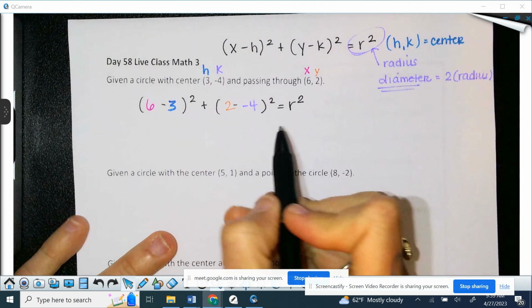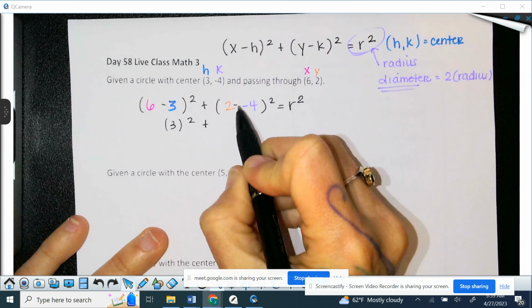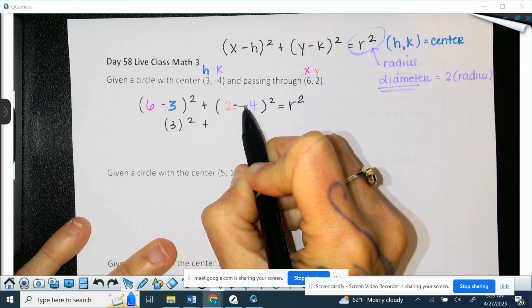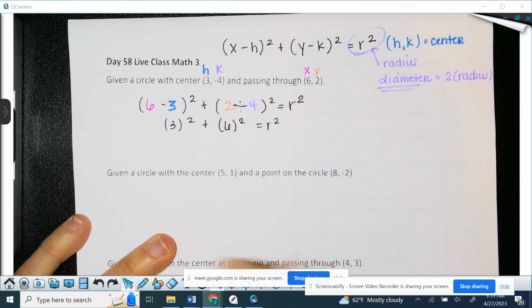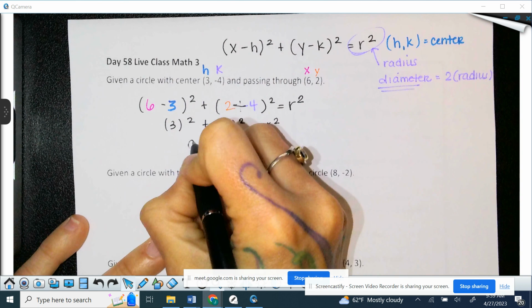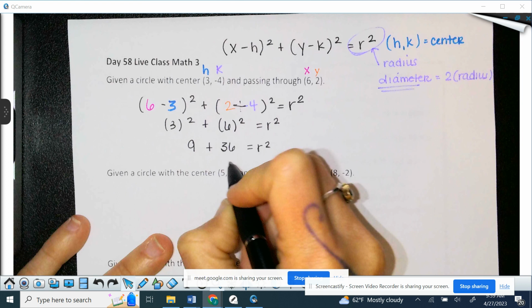And I may be overexplaining, because some of you are going to be able to do this math in your head. So minus a negative is going to turn this into a plus. So it's going to be 6 squared. 3 squared is going to be 9, plus 36 equals radius squared. And this is going to give us 45 equals radius squared.